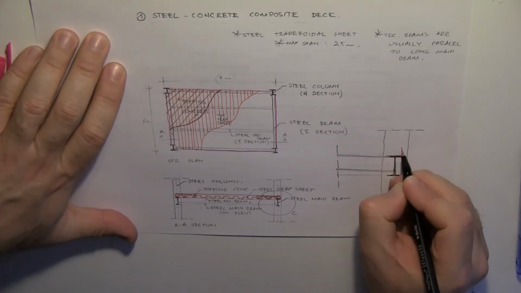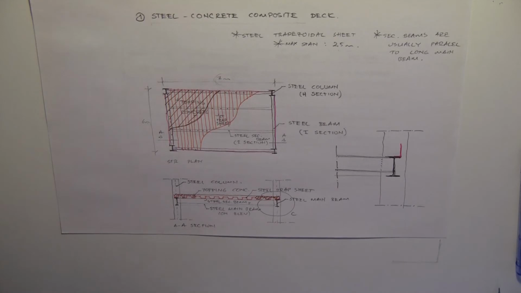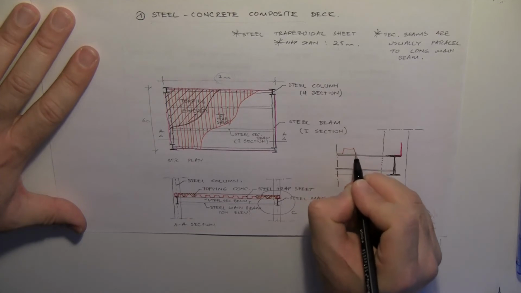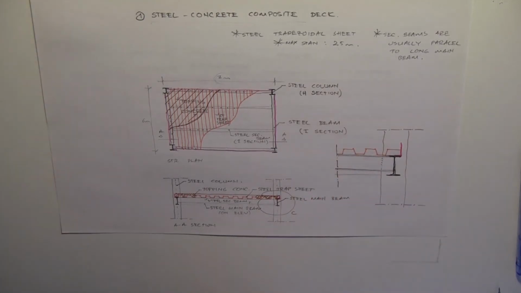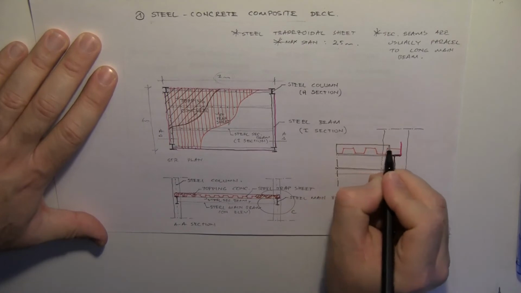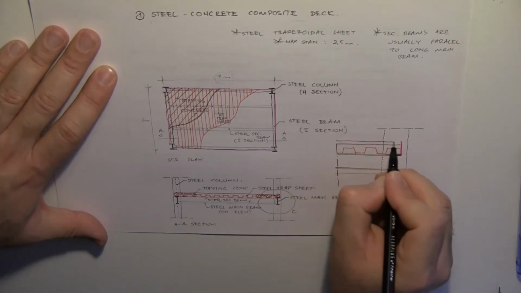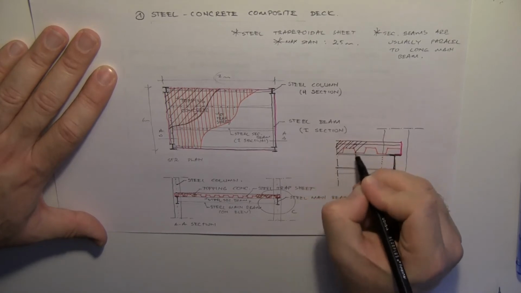This is my L profile here. Let's make it slightly longer. And I have my steel trapezoidal sheet here, like that. And I know that I didn't draw the shear studs. This is slightly smaller than I need to draw, so please dismiss this line there.